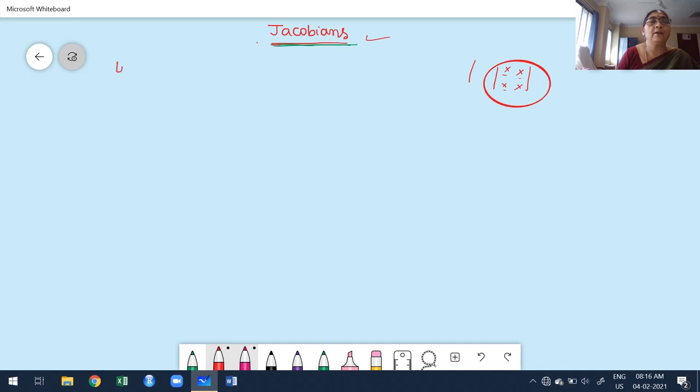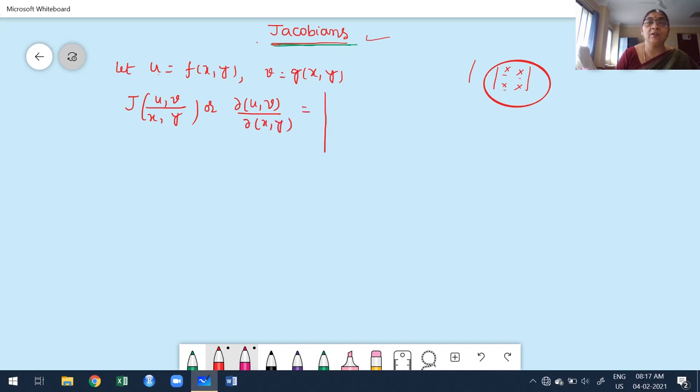Suppose u is a function of x and y, and v is also a function of x and y. Keep in mind what functions we are going to consider. Both functions depend upon more than one independent variable, but both depend upon the same independent variables, not different ones. Now I want to write the Jacobian of u and v with respect to x and y. It is denoted by J of u comma v with respect to x comma y. This is one way of notation. Another way of notation for the Jacobian of u, v with respect to x, y is dou of u v divided by dou of x y. Both notations give the same meaning.